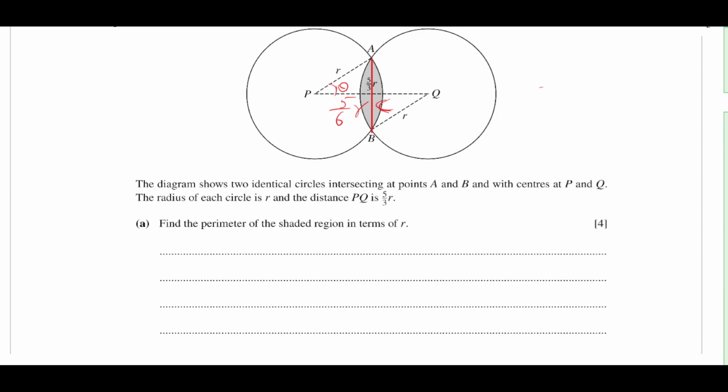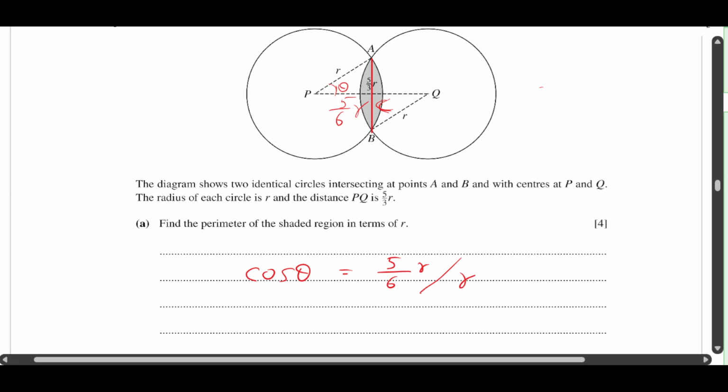Say if this angle is theta, then cos theta will be what? It is 5 divided by 6 R, the whole divided by R. This is your cos theta. So we get this particular angle.